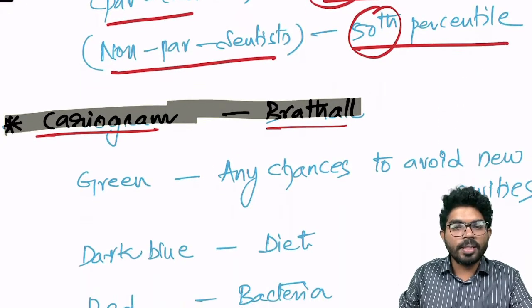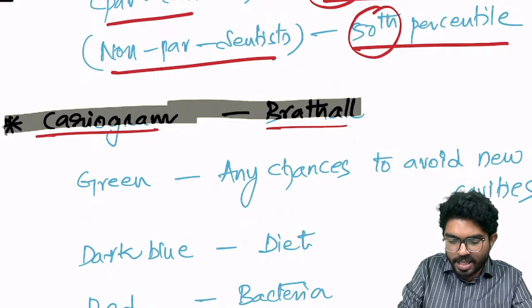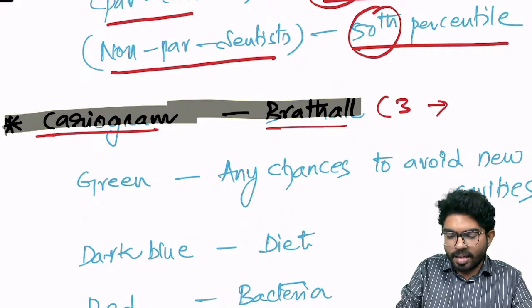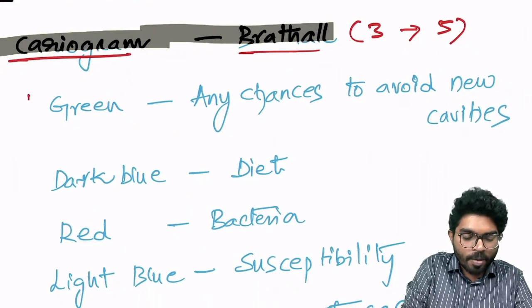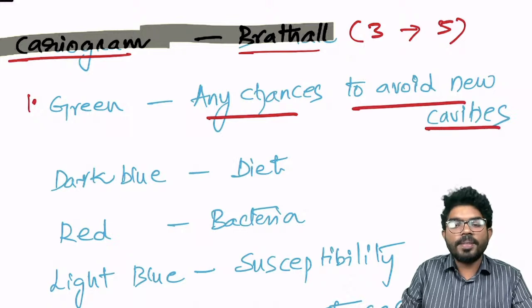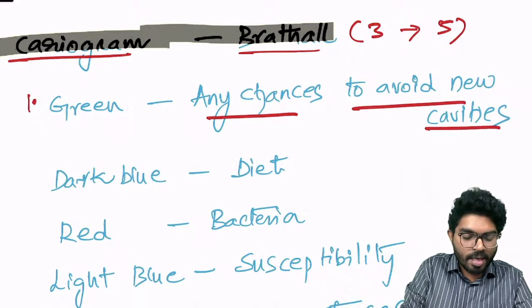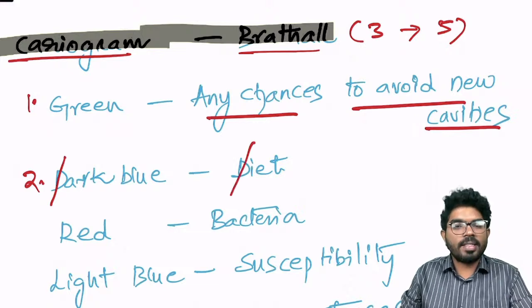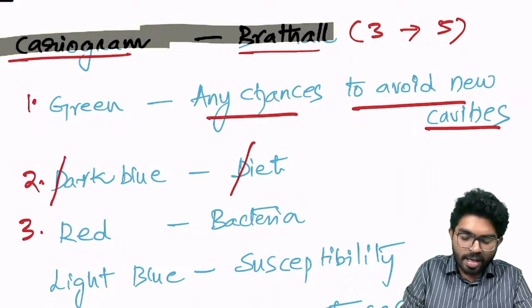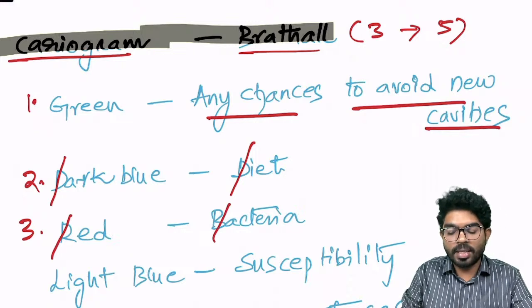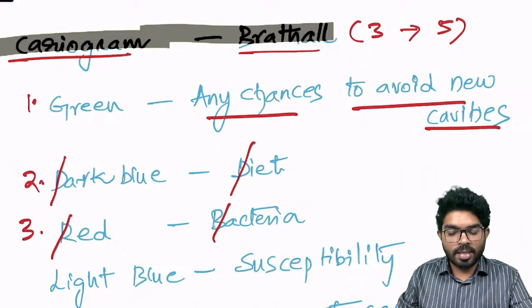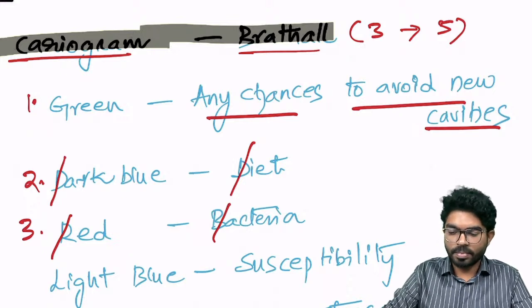The next is the Caries-o-gram. The Cariogram was given by Bratthall. Initially the Cariogram was 3-factor, and later it was converted into 5-factor. What are those 5 factors and colors is very, very important. Number 1 is green, chances to avoid cavities or lesions. Number 2 is dark blue, that is diet. Number 3 is red, red for danger, that is bacteria. Number 4 is light blue, that is susceptibility. Number 5 is yellow, that is called circumstances. Okay, right? So I hope you guys are clear with this.